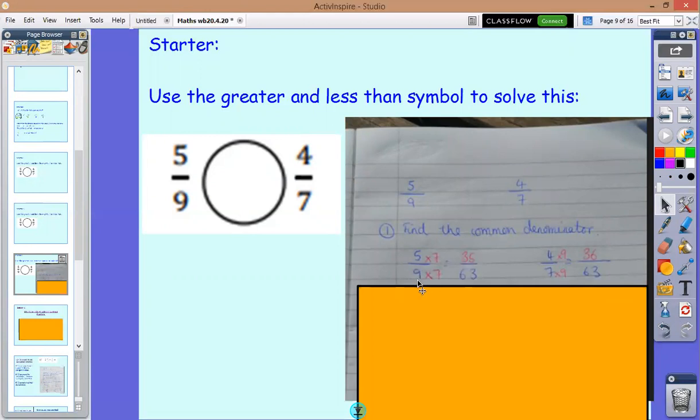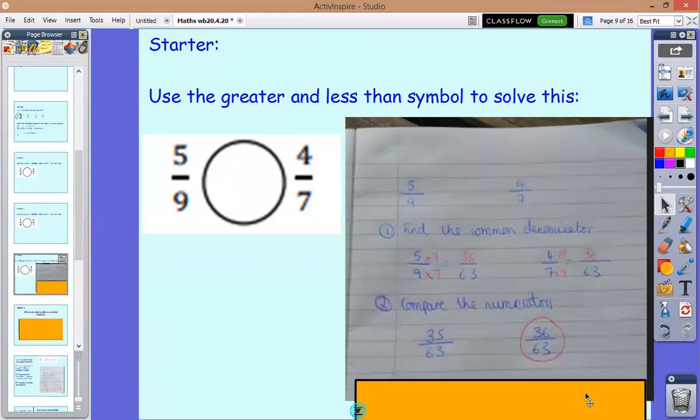So when I convert 5/9 out of 63, I get 35 out of 63. Now with my 4/7, I've multiplied by 9 to get the same common denominator. And I multiply my 4 by 9 to get 36 over 63. And then I compare my numerators. That means that 36 over 63 is the larger one. So 4/7 is larger. So I'm going to use my greater than less than symbol sign to do that. And there it is. 4/7 is larger than 5/9.